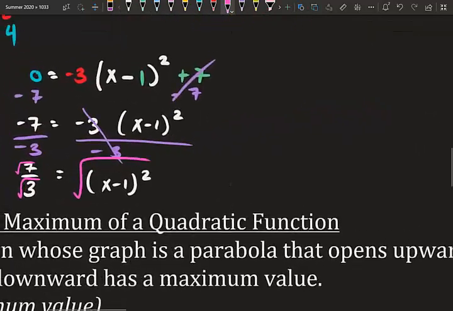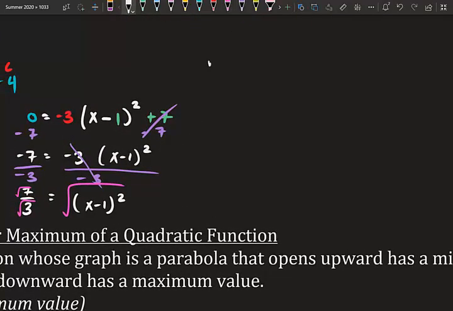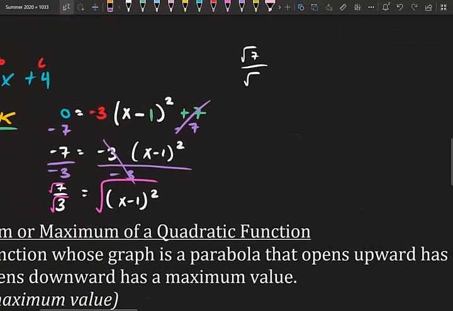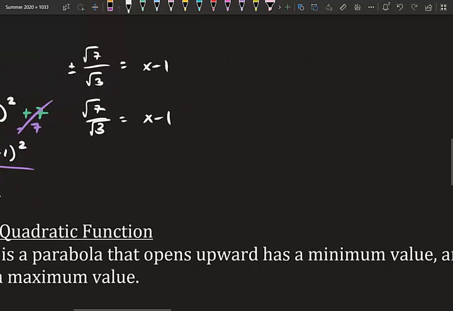So when we do, I'm going to bring it up here. We have square root of 7 over square root of 3. And don't forget it's positive negative. And that equals x minus 1. So we have two equations. We have square root of 7 over 3 equals x minus 1. And we have negative square root of 7 over square root of 3 equals x minus 1. So let's add the 1 over. So now we have 1 plus square root of 7 over square root of 3.